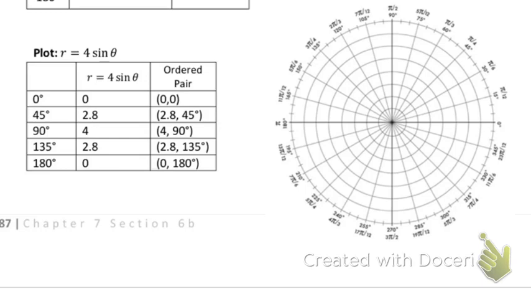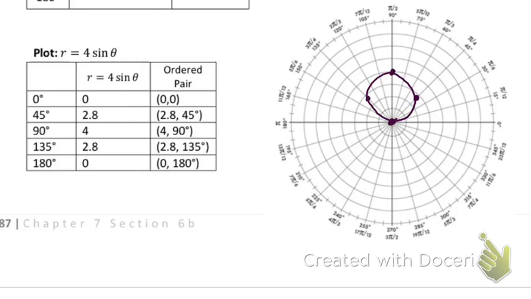So if we plot all of these points, you should have come up with something that, if you didn't know it was a circle, you wouldn't know it's a circle. But it should be 2.8 on 45 degrees. 2.8. And then we're up 4 at 90. Yeah, it will look like a diamond, but if you know what shape it is, it's a circle. It is now a circle, and it is a circle with diameter 4, or a radius of 2.